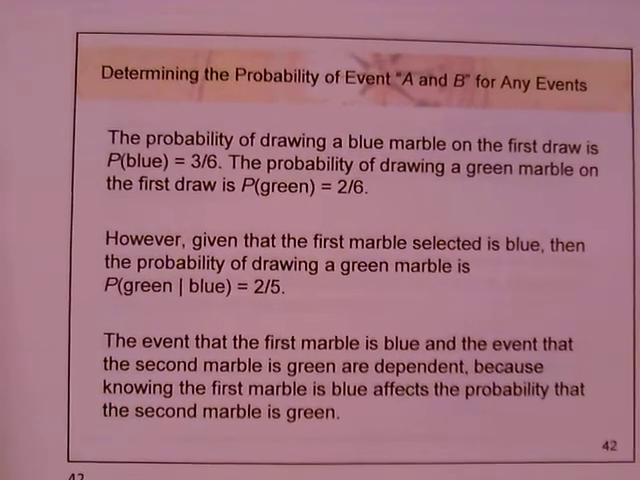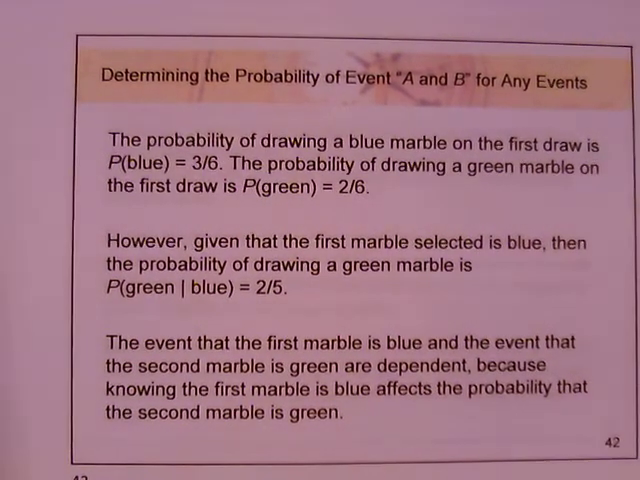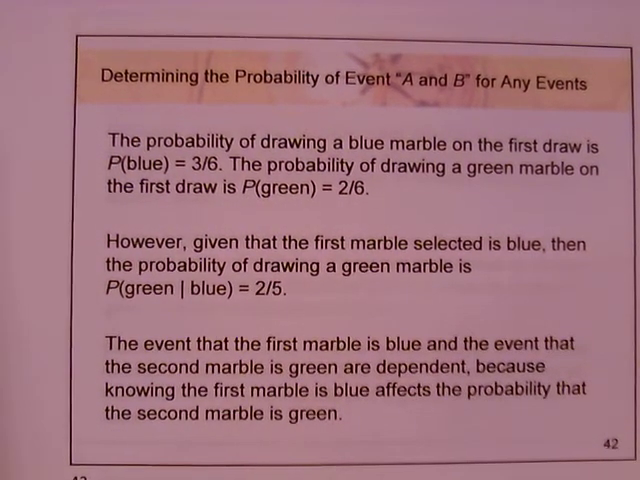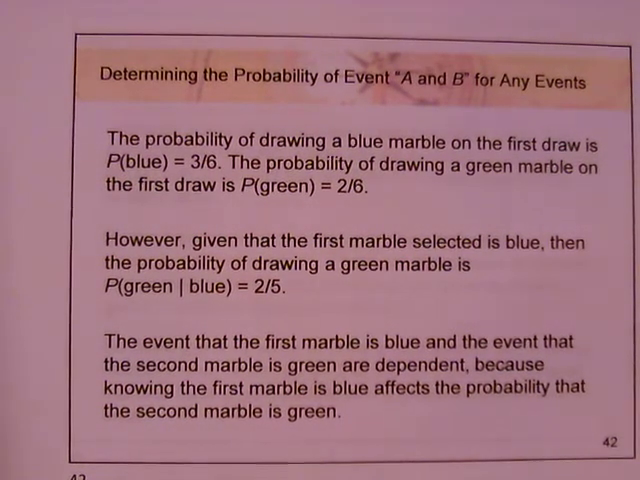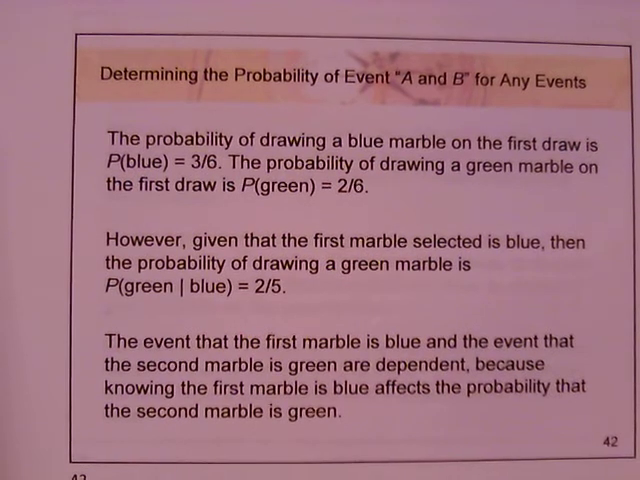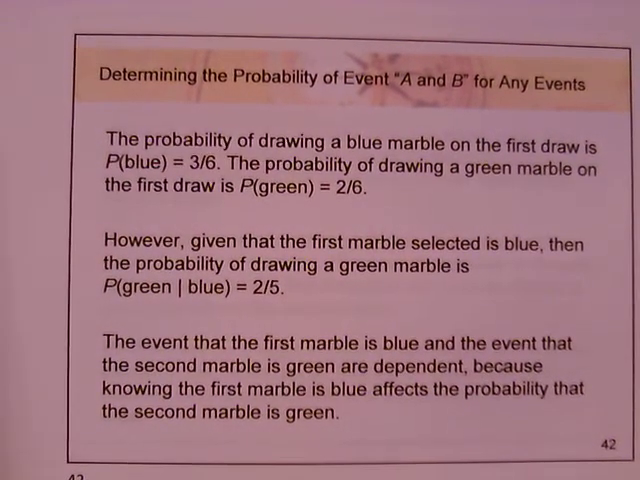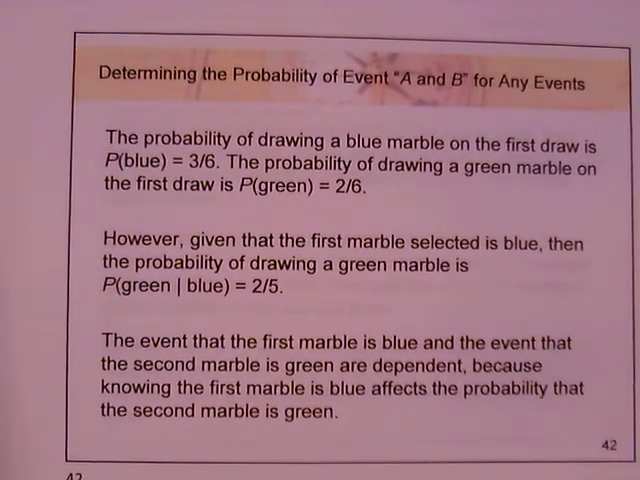So in this case, the probability of drawing a blue marble on the first draw would be 3 out of 6. And the probability of drawing a green marble on the first draw will be 2 out of 6. However, given that the first marble selected is blue, then the probability of drawing a green marble would be 2/5. That's because the first marble selected was blue. That means that there are only 5 marbles remaining. So drawing a green marble will be 2/5.